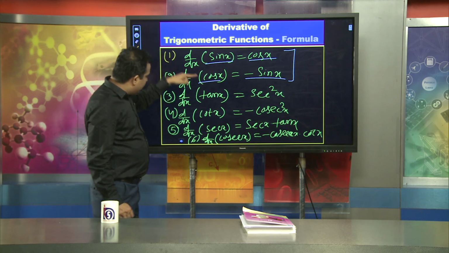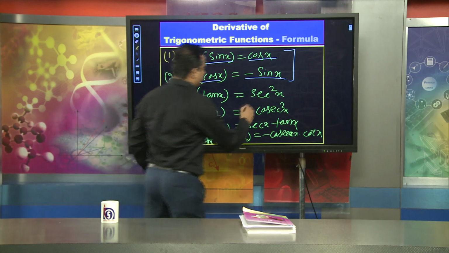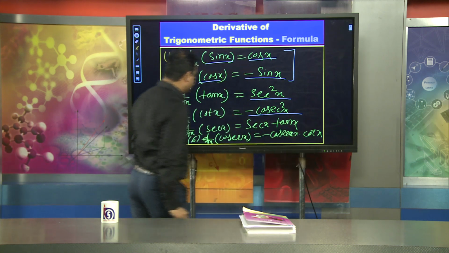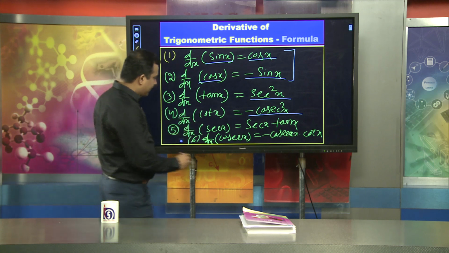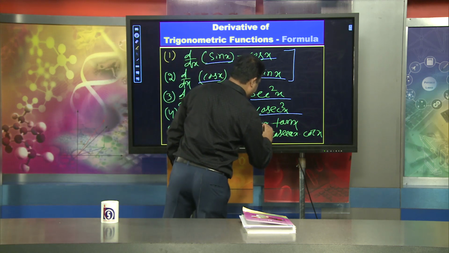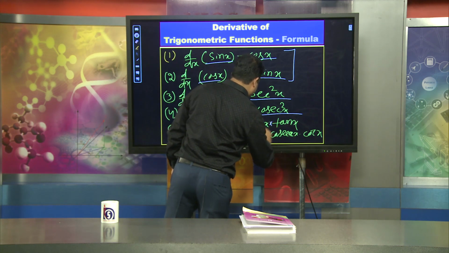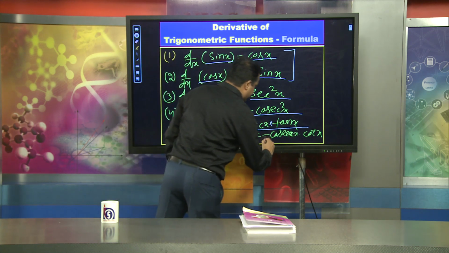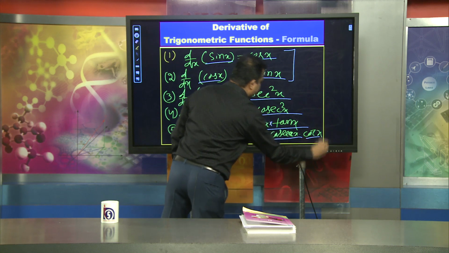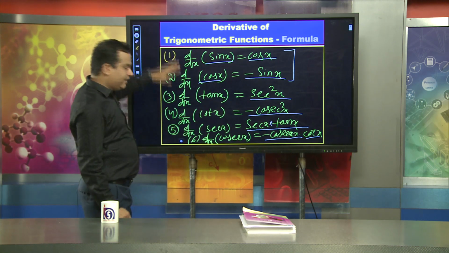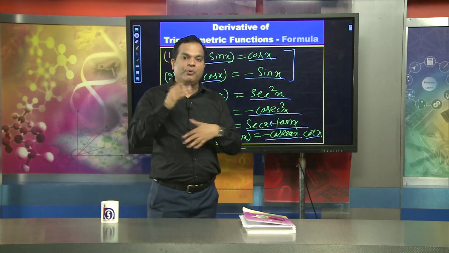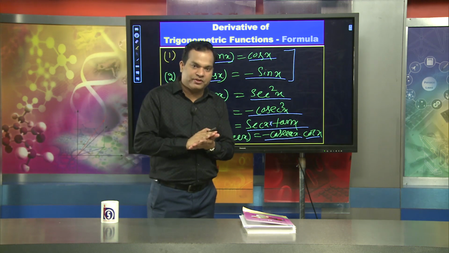The derivative of tan x is sec square x, derivative of cot x is minus cosec square x, derivative of sec x is sec x into tan x, that is very important, and derivative of cosec x is minus cosec x into cot x. These are the six very important formulas, and you must understand how to derive them by using the first principle.